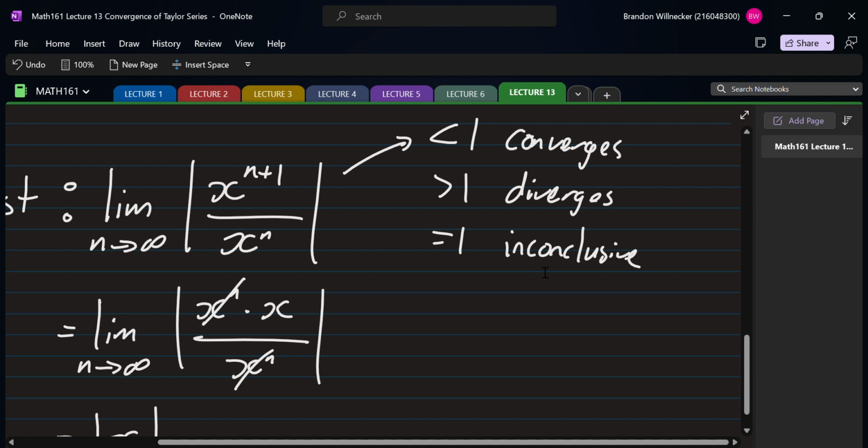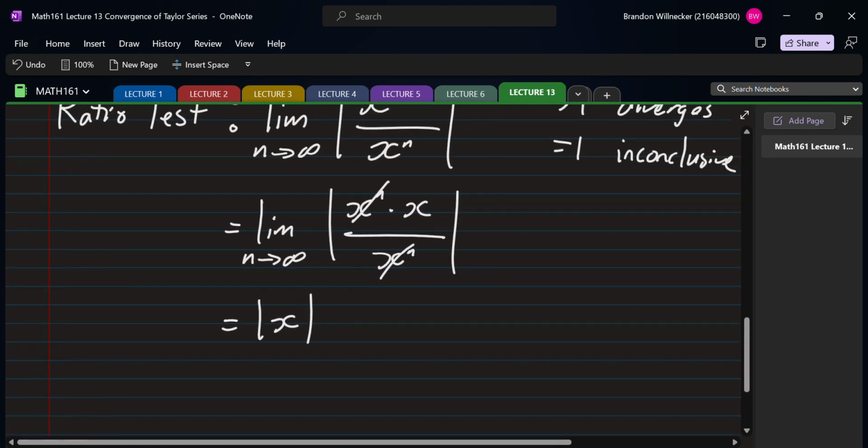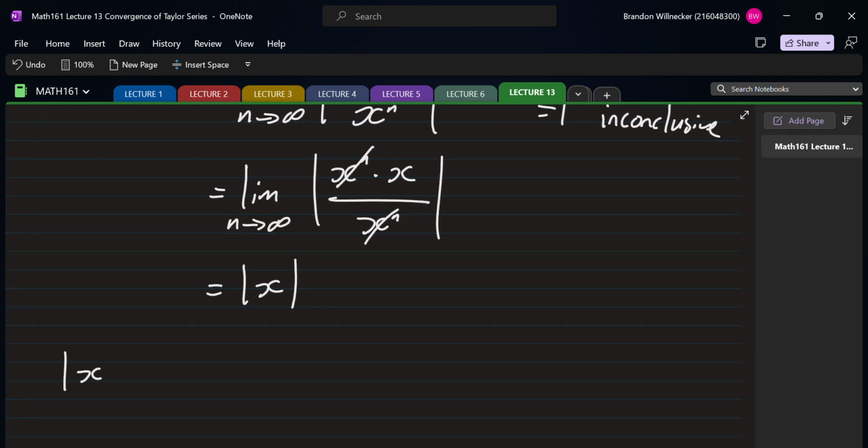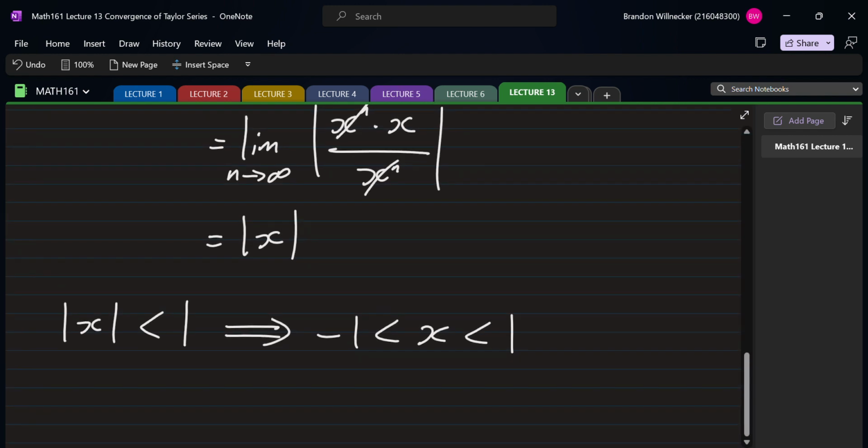If it's equal to 1, it's inconclusive. We want to find the values of x where it converges. So we're going to take this limit value, absolute value of x, and we're going to say what happens when it's less than 1, because that means it converges. So from here, we can rewrite this as minus 1 less than x less than 1, just using the definition of the absolute value. And we see that on this interval, it will converge. Outside this interval, it will diverge.